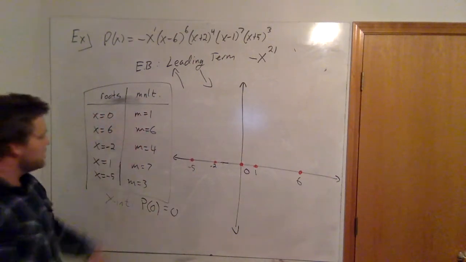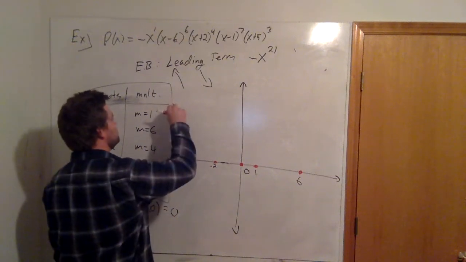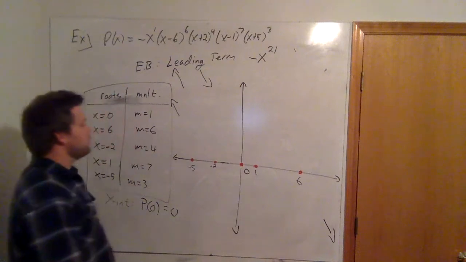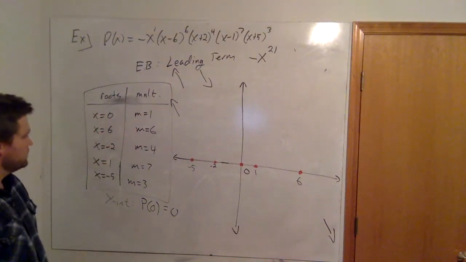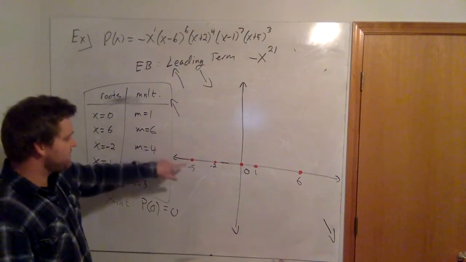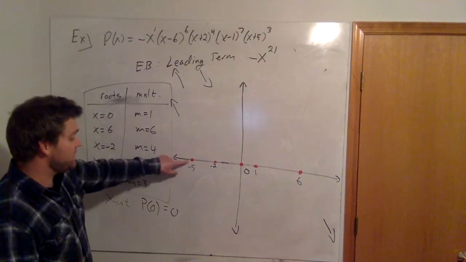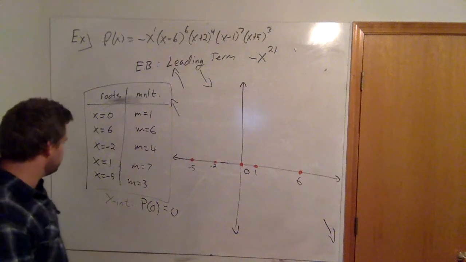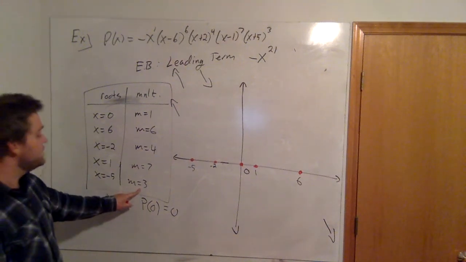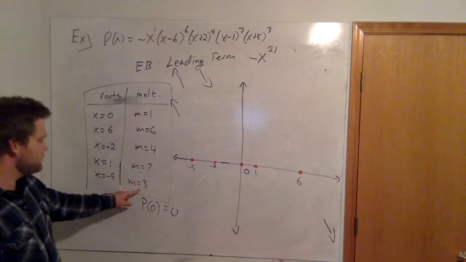Okay, let's draw our end behavior. And we're going to work from the left to the right. Okay, so the graph has to hit the x-axis at negative 5. Does it cross? Does it bounce? Here's negative 5. Let's look at its multiplicity. Its multiplicity is odd, so we know it's going to cross through.